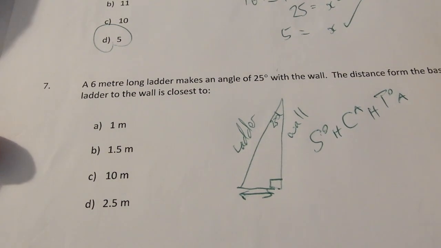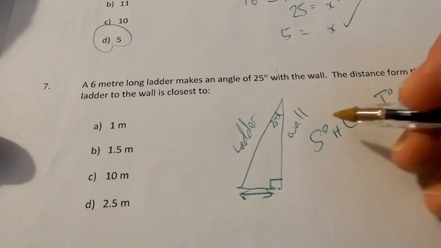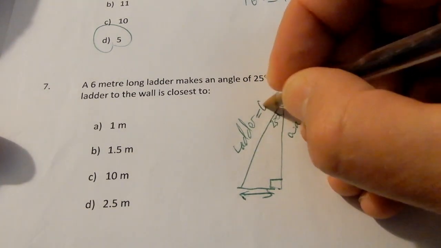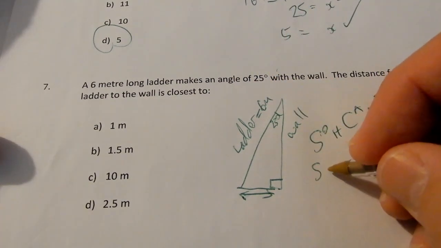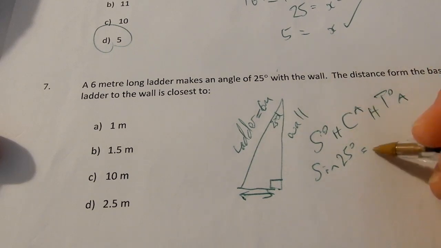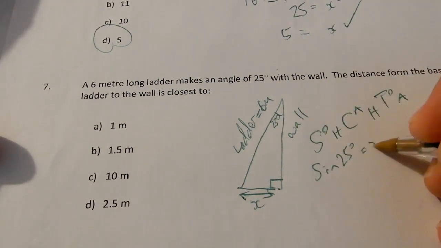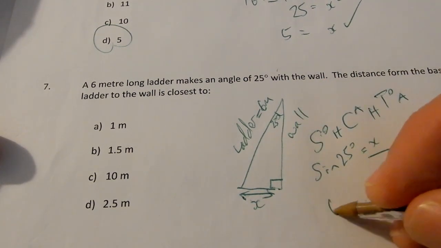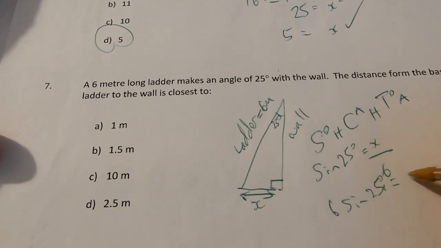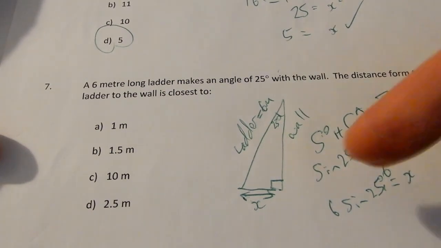Well, I'm glad I didn't give this to my students because they hadn't done this. Opposite over hypotenuse. This is 6 meters. So sine 25 degrees equals opposite over hypotenuse. Let's call it x. x over 6. 6 sine 25 degrees will equal my x, and it's going to be about 2. Okay, here we go.